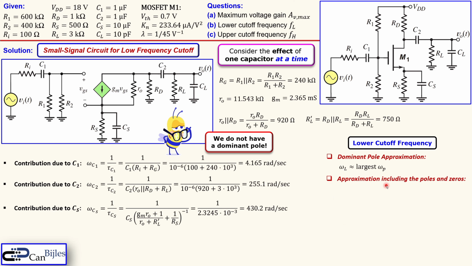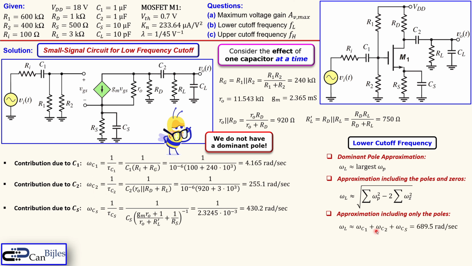We can also do the approximation including the poles and the zeros. Now, we do not know the zeros, so we only have the poles. And that is given by this expression. The approximation is the square root of the summation of all the poles squared, minus 2 times the summation of all the zeros squared. Again, we do not know the zeros, so this is also not very useful at the moment. We do know our poles, and the approximation including only the poles is given by this. So this is just the summation of all the poles, the 4.165, 255.1, etc., taken together, which will be approximately 690 radians per second.